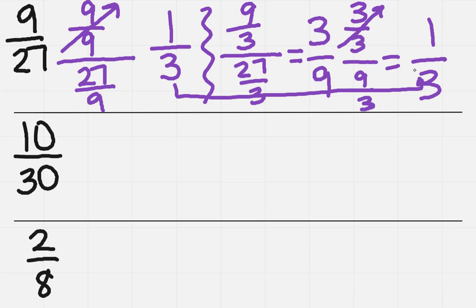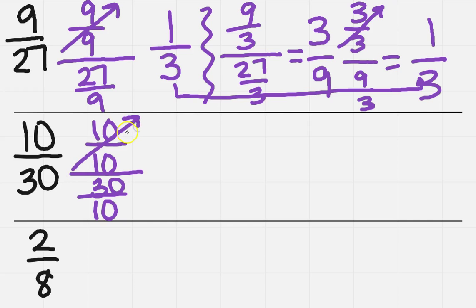Now what about this next one? I've got 10 and 30. Well, I remember from my divisibility rules that if it ends in 0, both of them are divisible by 10. So I'm going to go ahead and divide each one by 10. Again, this step is just so that you can see what I'm doing, not that you have to actually do it. On the numerator, anything over itself is 1, so I get 1. 30 divided by 10 is 3.